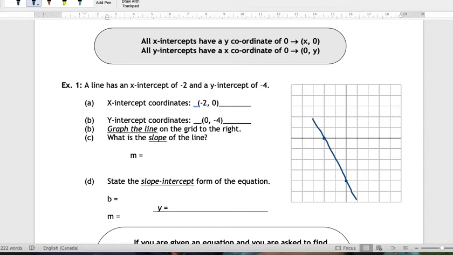It says, what is the slope of the line? Remember, slope is equal to rise over run. How much are we rising as we read from left to right? We're going down here, so we go down 1, 2, 3, 4. That means we have a rise of -4. Our run from that point is 1, 2. Now we can simplify that: -4 divided by 2 is -2.